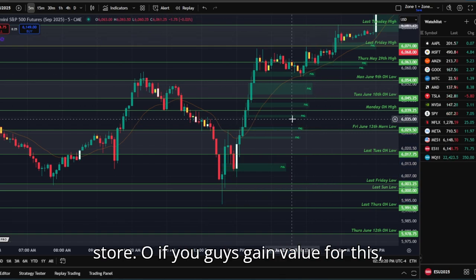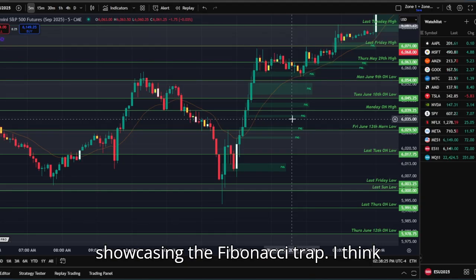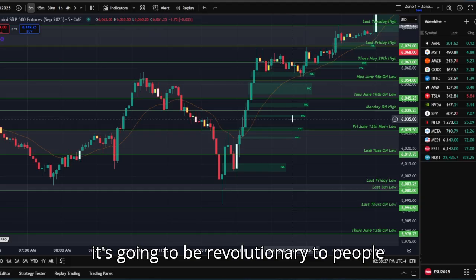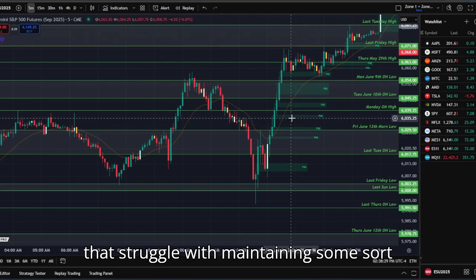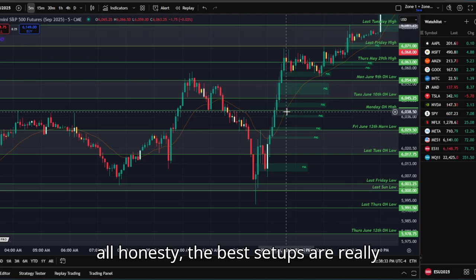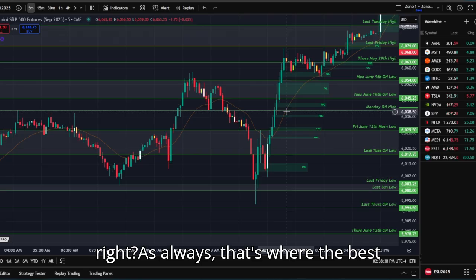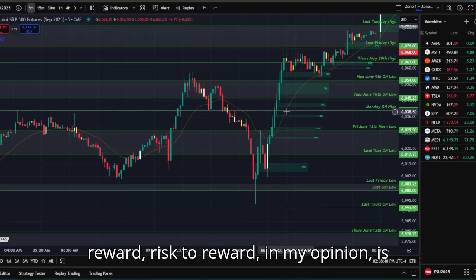So if you guys gain value from this, let me know. I'm very excited to continue showcasing the Fibonacci trap. I think it's going to be revolutionary to people that struggle with maintaining some sort of consistency with their trading. And in all honesty, the best setups are really printed when you're trading the traps, right? As always, that's where the best risk to reward, in my opinion, is printed.